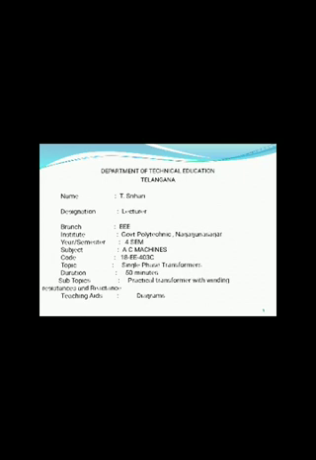Subject: AC machines. Topic: single phase transformers. Subtopics: practical transformer with winding resistance and reactance.